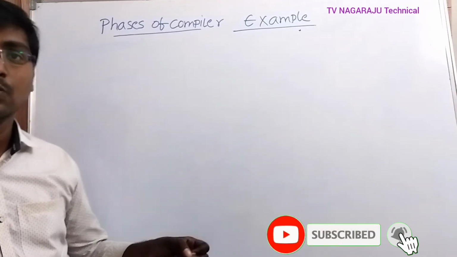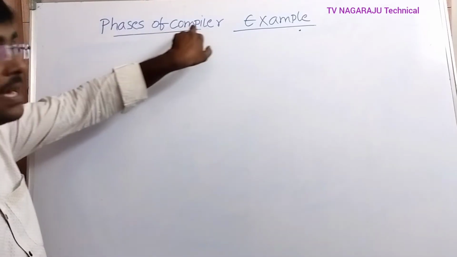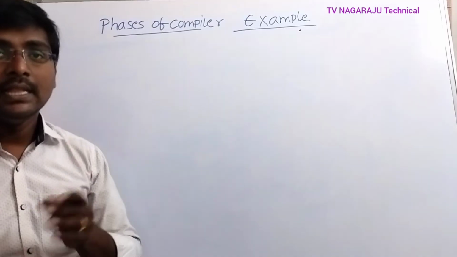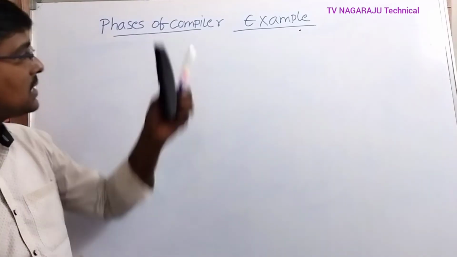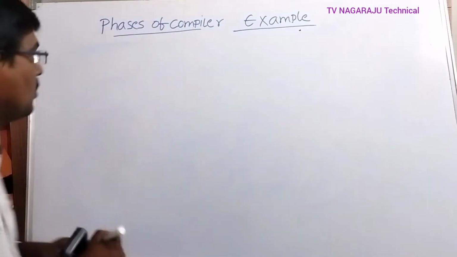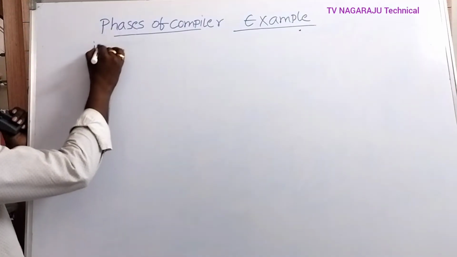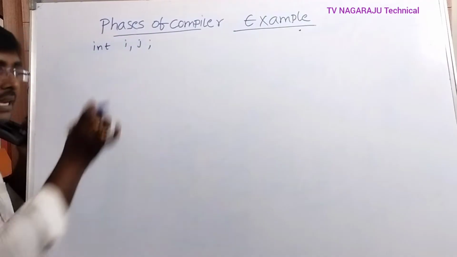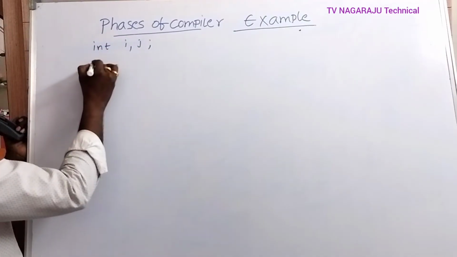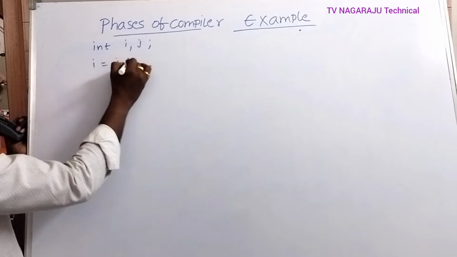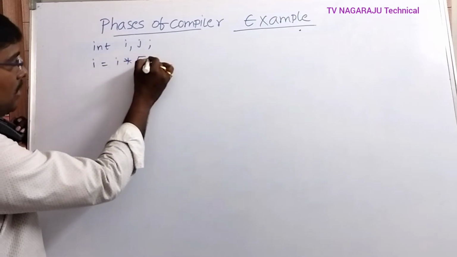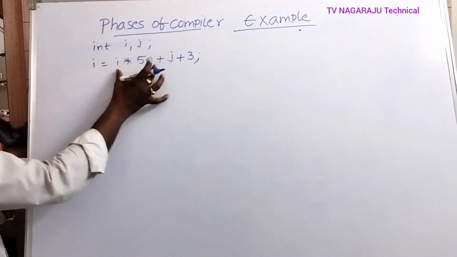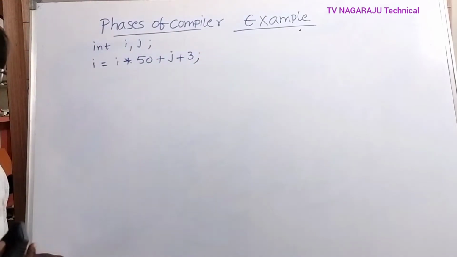In the previous session, we had discussed the concept of phases of compiler with some example code segment. In this session also, we will move to the same concept with another example. Consider a source program: int i, j; i = i * 50 + j + 3. Assume this is the source program.